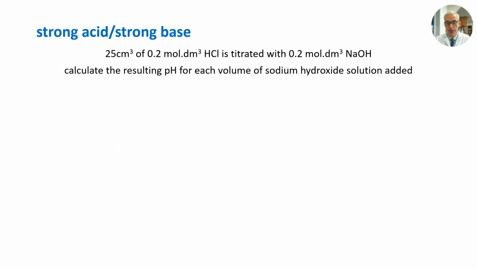Now, as a starting point, we're going to start with the strong acid and strong base titration. And I'm going to ask you to calculate the pH changes during that titration process. So we're imagining that 25 centimeters cubed of 0.2 mole per decimeter cubed hydrochloric acid is titrated with sodium hydroxide solution at the same concentration.